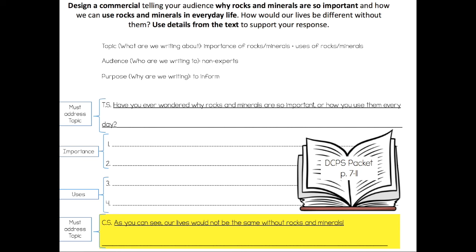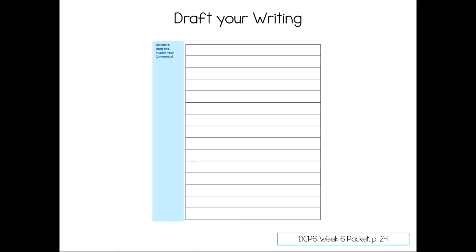Great. So now is your opportunity to make sure that your outline is complete. You have an engaging TS that's on topic. You have found your very own details about the importance and uses of rocks and minerals from your text, and you have a CS that keeps your reader thinking about your topic. Once your outline is ready, take as much time as you need. You are ready to move on to the drafting phase of essay writing.